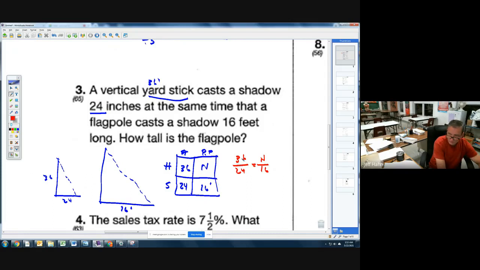Reducing these again, 12 goes into both of those. So if I divide them by 12, that gives me 3, and this gives me 2. And 2 times what is 16? 8. So 3 times 8 is 24. My flagpole is 24 feet tall.